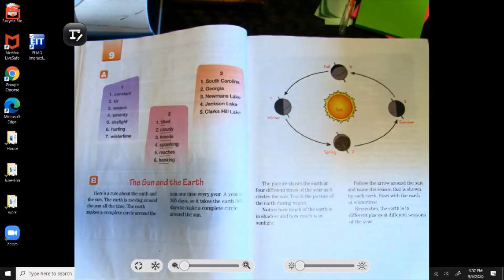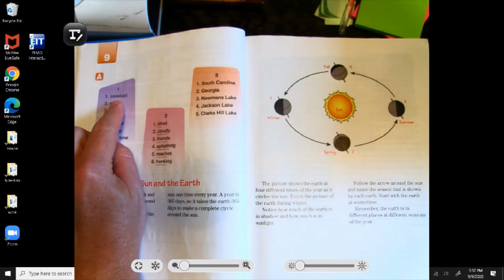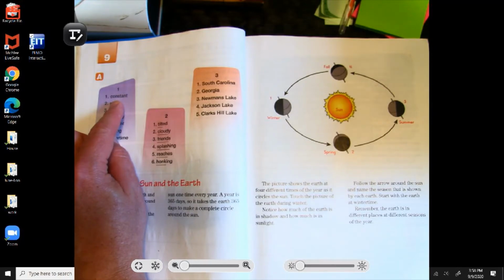All right, scholars, getting started on our work for Lesson 9. Touching the first column. Column 1 is purple today. Word 1 is constant. What word? Good, constant. Something that is constant doesn't change. If a car goes at a constant speed, that means the speed does not change. If something's at a constant temperature, the temperature doesn't change. Word 2 is sir. What word?